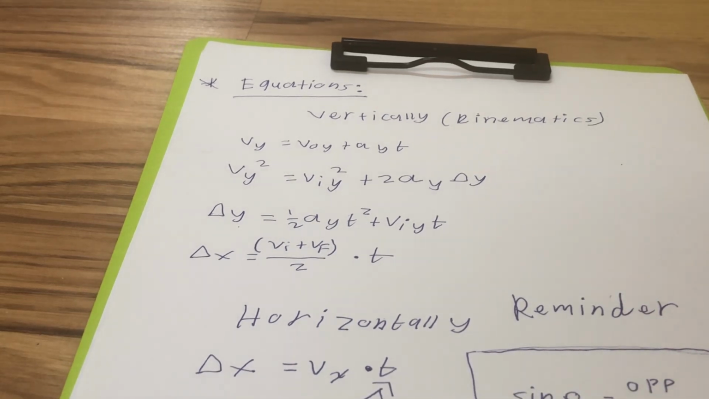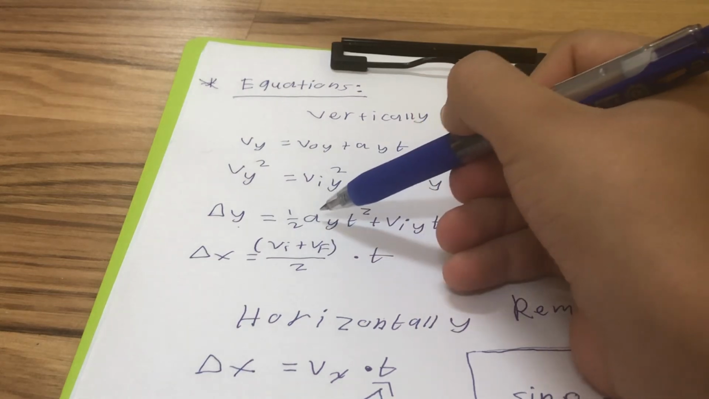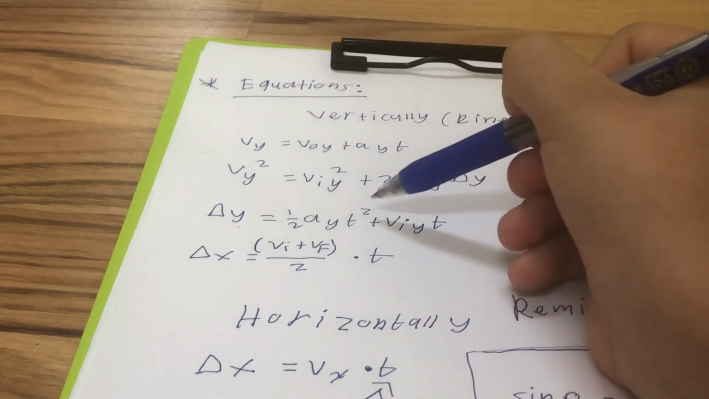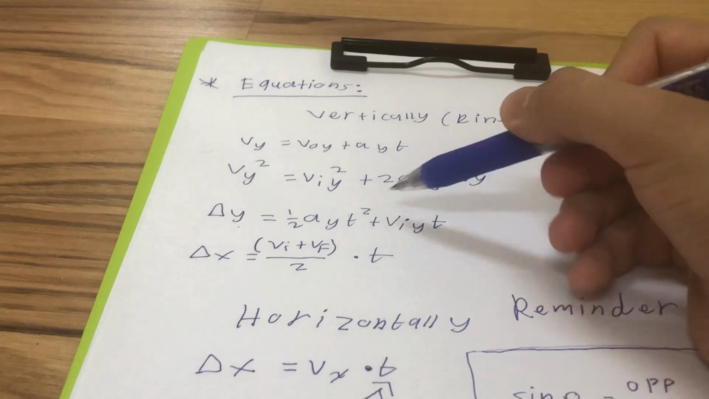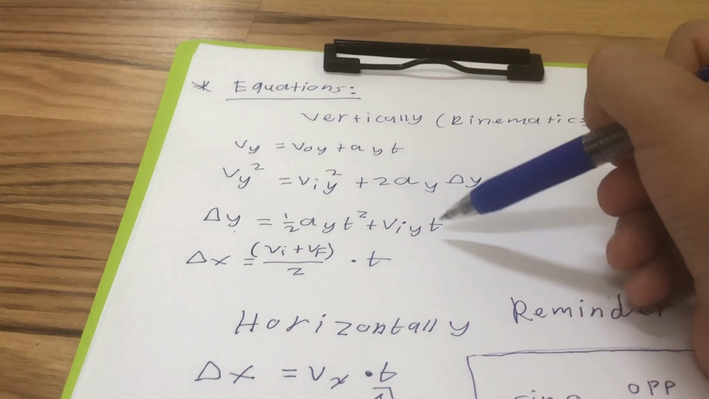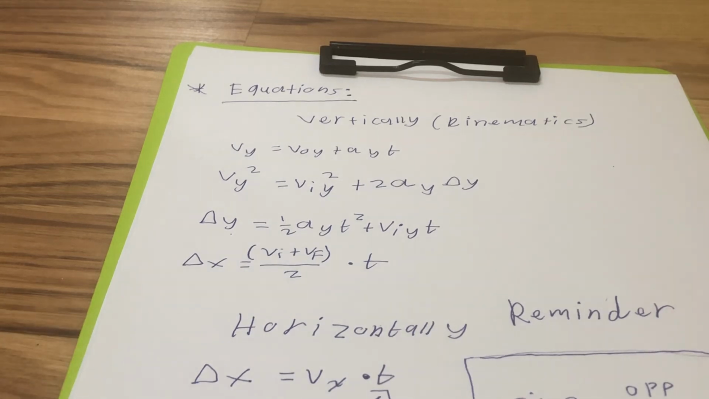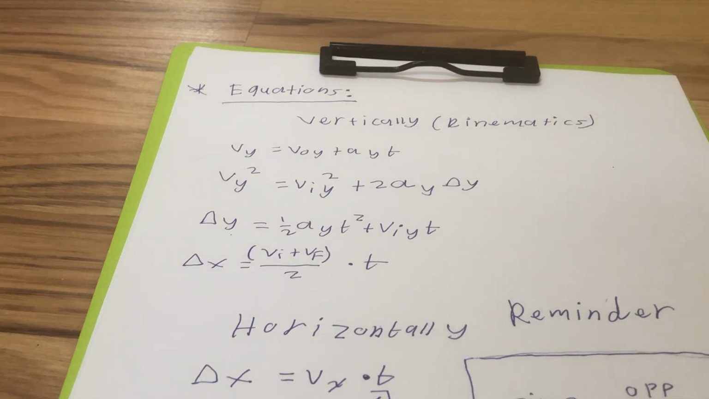Delta y is equal to half times acceleration y times t squared plus the v initial y multiplied by t. We must put v initial y. Why must we put v initial y? Because now we're going to see the questions involving Viy.